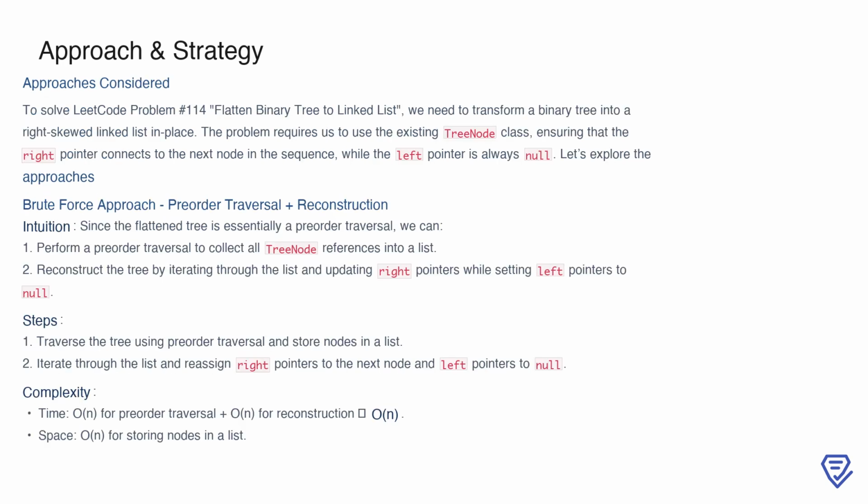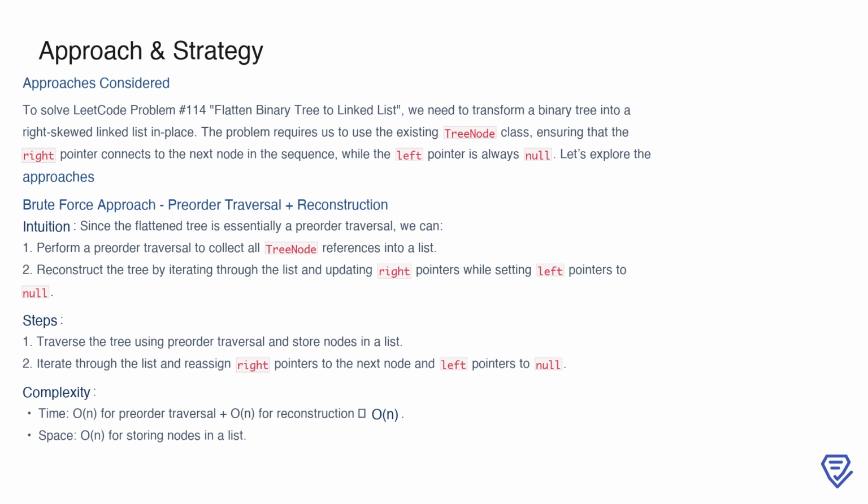To tackle the problem of flattening a binary tree into a right-skewed linked list, we need to ensure that the transformation is done in place. This means using the existing structure of the TreeNode class, where the right pointer connects to the next node in the sequence and the left pointer is always set to null. One approach we could consider is the brute force method, which relies on a simple intuition. The flattened tree essentially represents a pre-order traversal of the original binary tree. Based on this, the process involves two main steps. First, perform a pre-order traversal and collect all the nodes in a list.